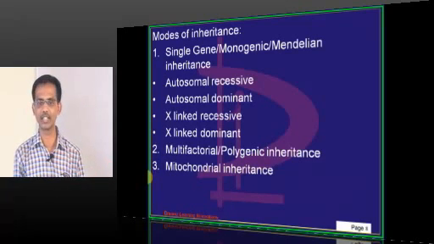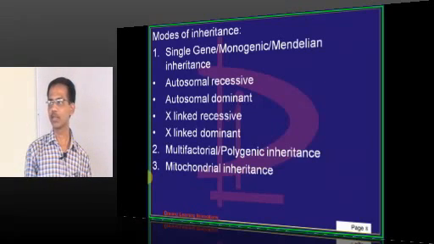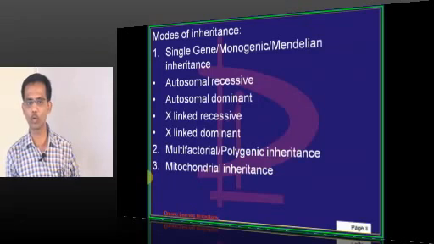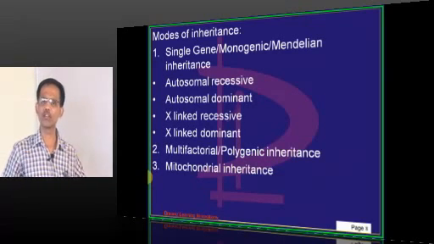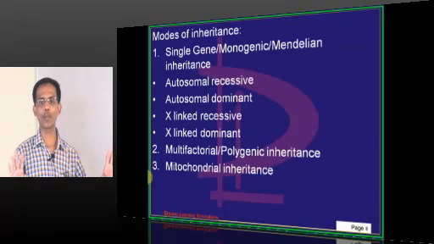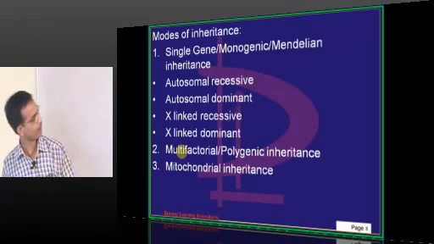It's always the maternal contribution. Which are the examples? We'll come to that. Any example you can quote as of now for mitochondrial inheritance? Any disease? Classical is Leber's. To be remembered, for exam purposes, only Leber's optic neuropathy. Whenever there is Leber's optic neuropathy, think of mitochondria.